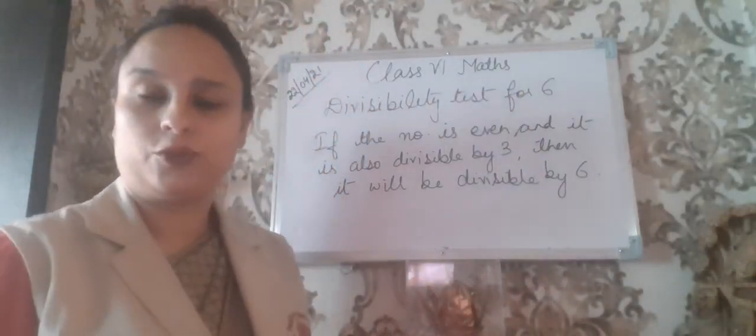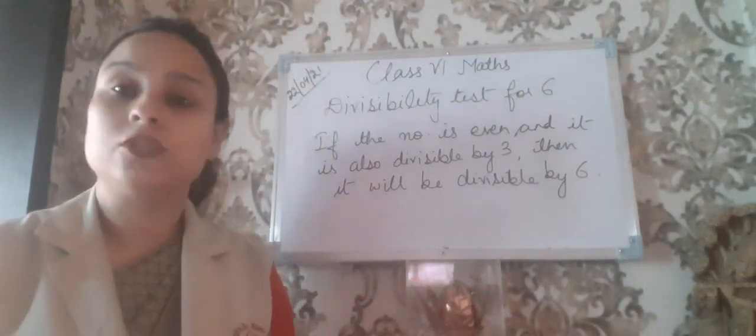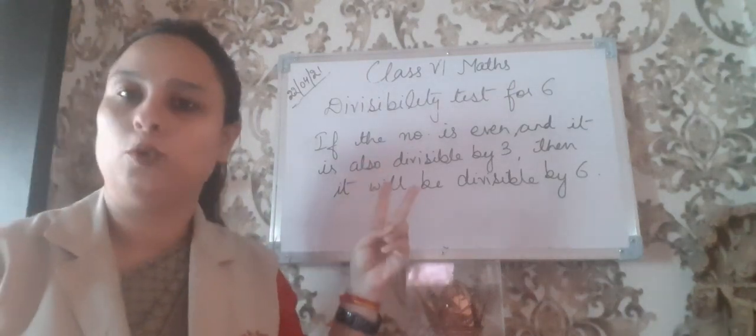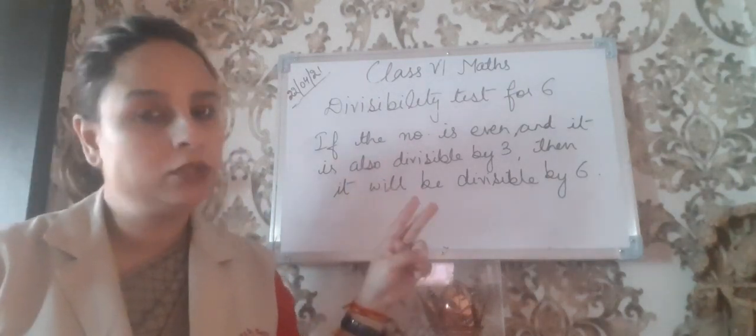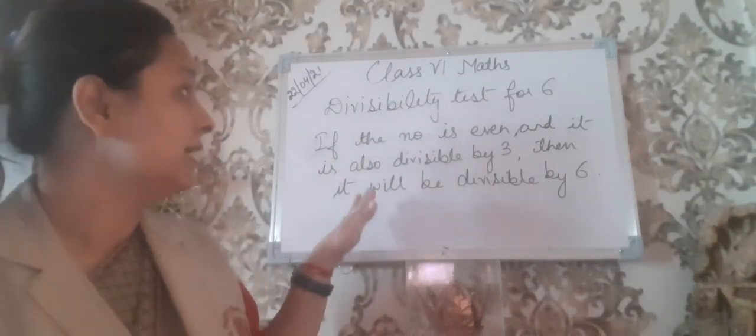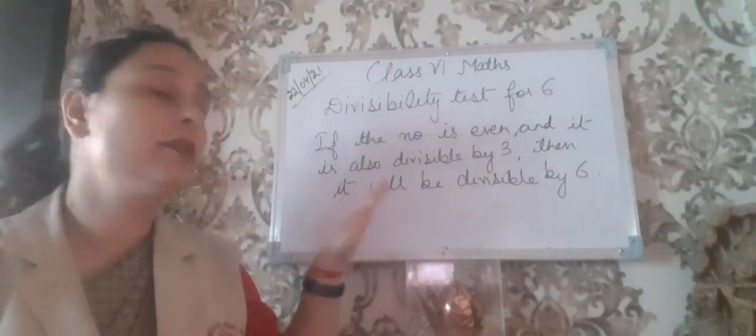What are the factors of 6? 3 and 2, right? So there is no direct divisibility test for 6. We check for 2 and 3 both. If it is divisible by both, then it will be divisible by 6 also. That is the divisibility test for 6.